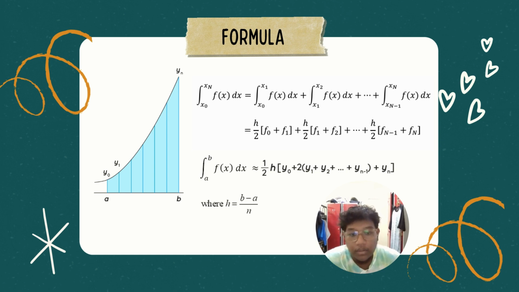So the general formula is the integral from a to b of f(x) dx equals 1 over 2 h times (y0 plus yn, plus 2 multiplied by (y1 plus y2 until y(n minus 1))), where h equals (b minus a) over n. That's the general formula and how you get it.